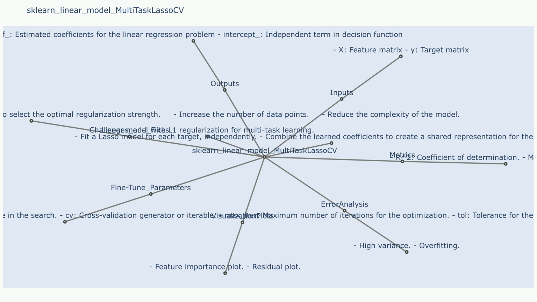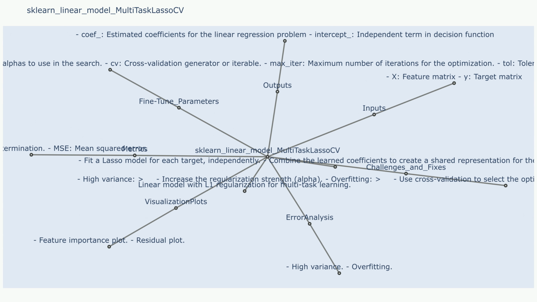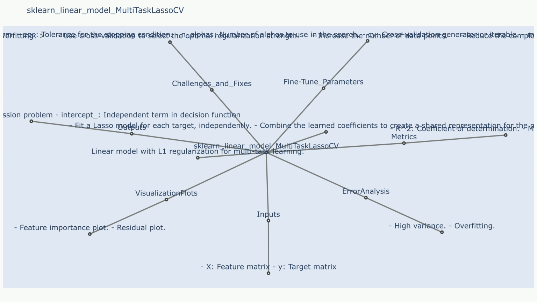Challenges and fixes. Challenge 1: Overfitting. The model might overfit the training data if the regularization parameter is too small. Sample use case: A model trained with a small regularization parameter might have high accuracy on the training data but perform poorly on unseen data. Fixes: Increase the regularization parameter to encourage sparsity and prevent overfitting. Use cross-validation to select the best regularization parameter.